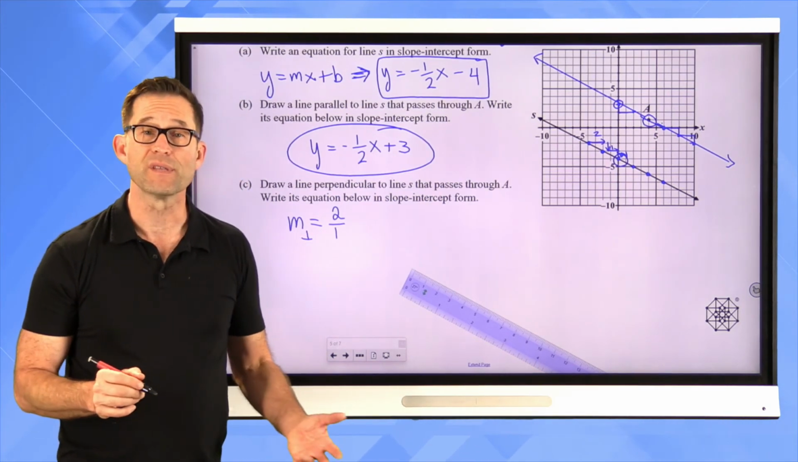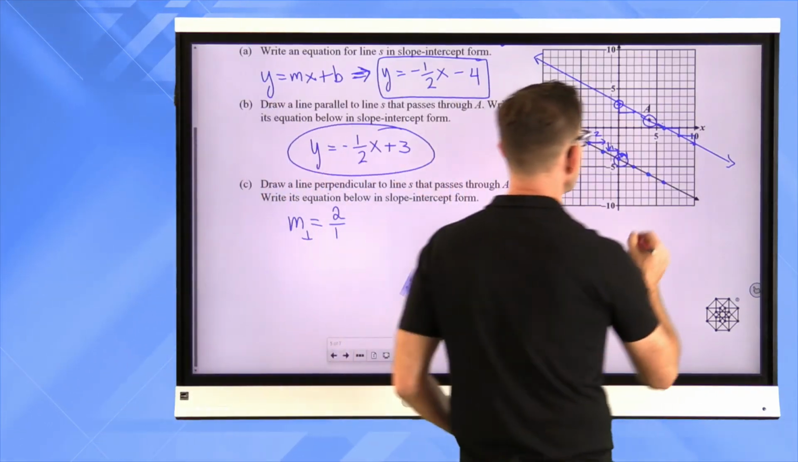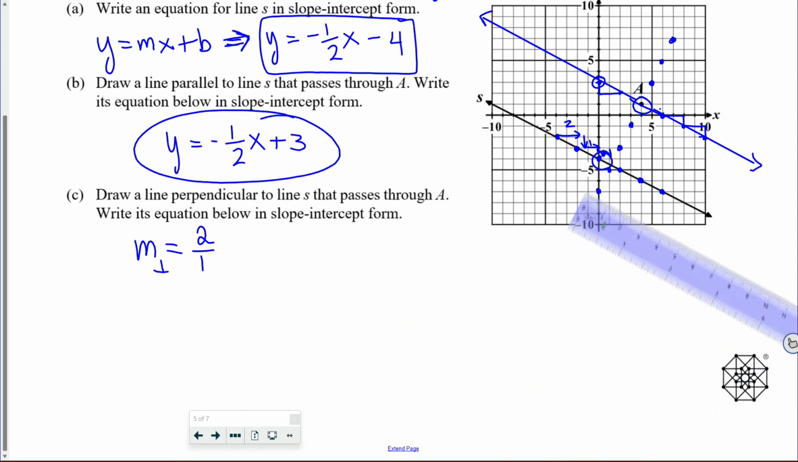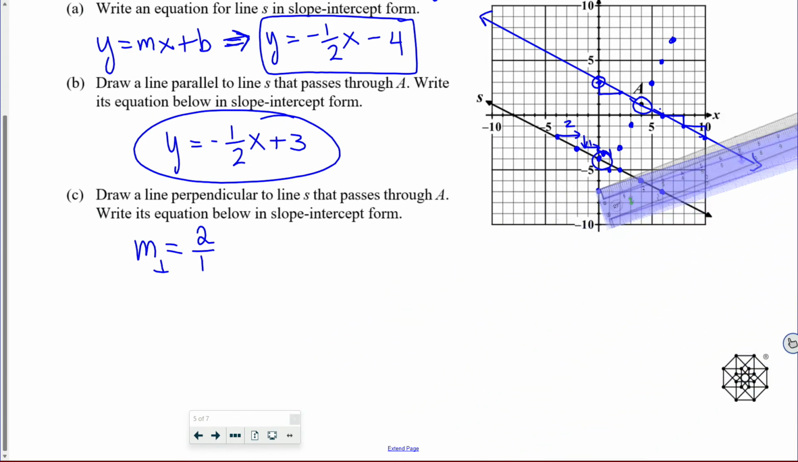So that's going to be the slope of my perpendicular line, if you will. Now, how can I use that? Well, I can use that by going to A and going to the right 1 and up 2, to the right 1, up 2. And then I can also go down 2 and to the left 1, etc. And then I can connect those points with a straight line. But the key there is really knowing that relationship, right? That relationship that states that we've got to have negative reciprocal slopes.